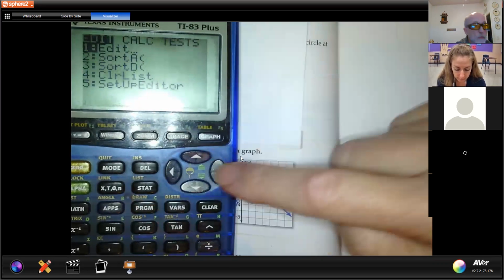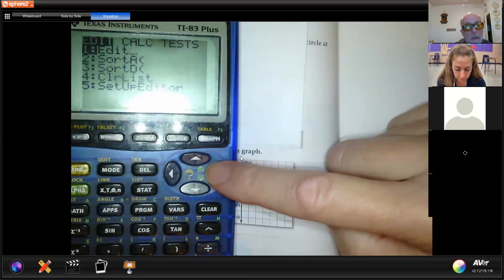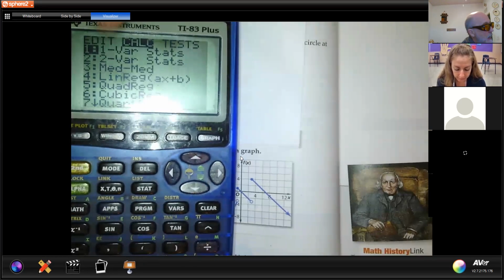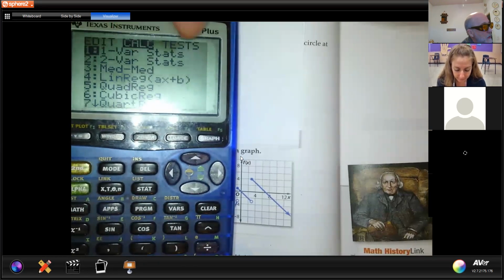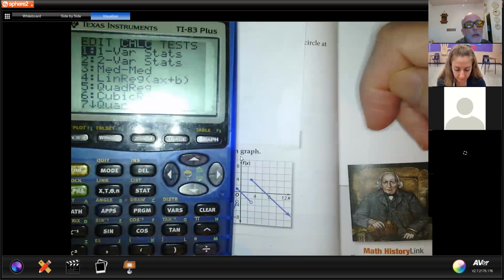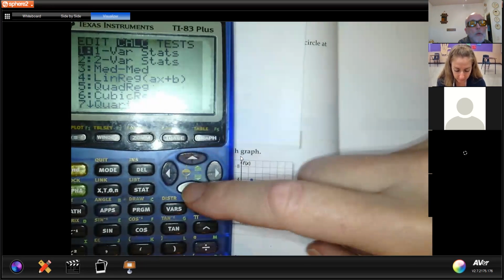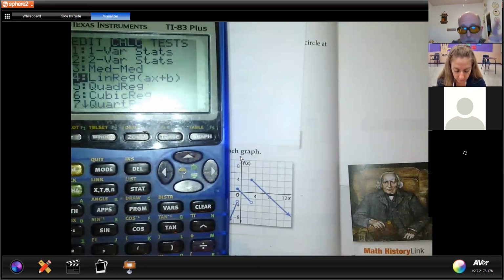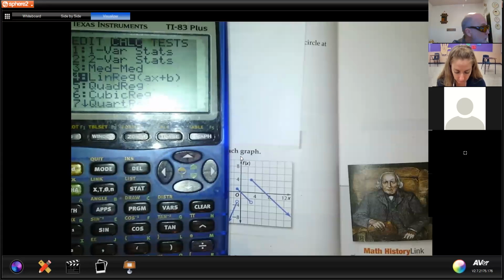and I go over one, see the top of that, there's a calculate menu right in the middle. There's edit, then there's calculate, then there's test. We want the calculate menu. And look, the one that we want to do is number 4, the linear regression. So we're trying to find lin reg of every line that we have. And now this is the coolest part of this calculator.